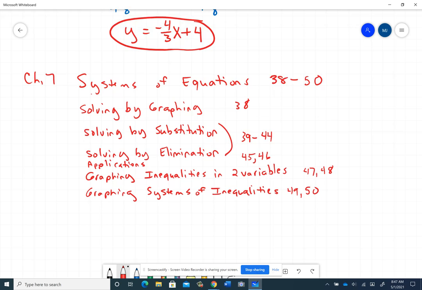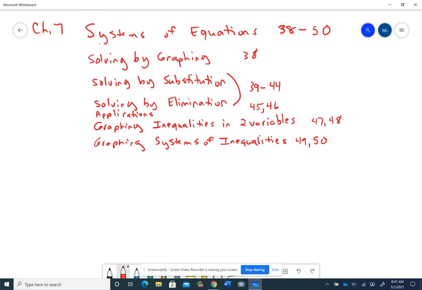Okay, now we're going to do the material from test 4. So this is solving systems of equations, or working with systems of equations. Also inequalities near the end. So the big idea was to be able to solve systems of equations by either graphing, substitution, or elimination.